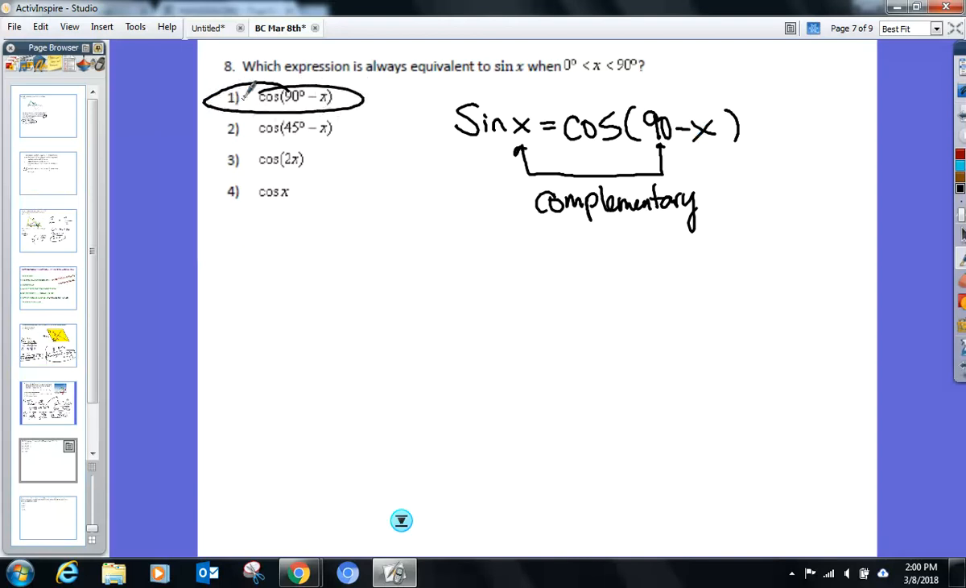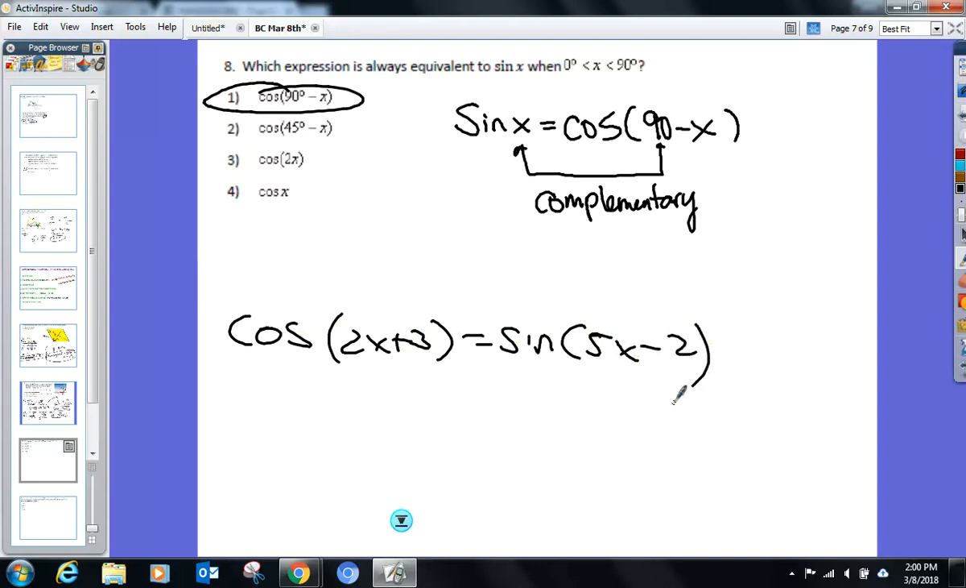Just quickly, I'm not going to do this one with you because I'm just making it up off the fly. But let's say I had cosine of 2x plus 3 equals sine of 5x minus 2. I don't want to set them equal. What did you just tell me about the angles if their sine and cosine are equal? They're complementary. So I want to do 2x plus 3 plus 5x minus 2 equals 90. I know it's very easy just to look at it and set them equal to each other, but their angles add to 90.